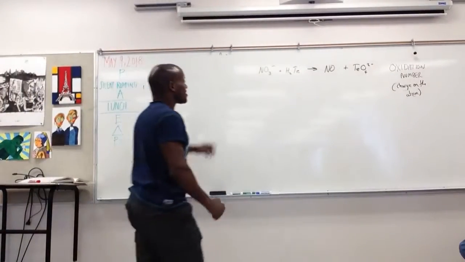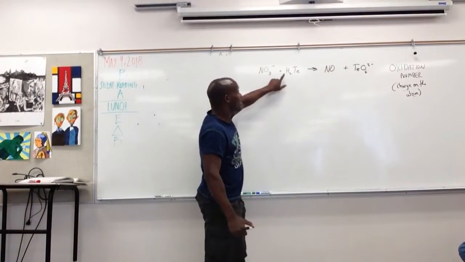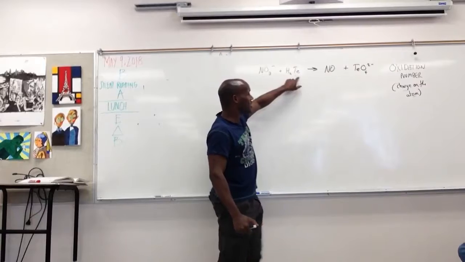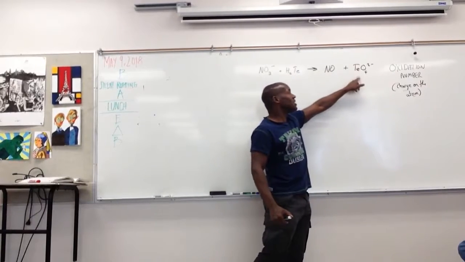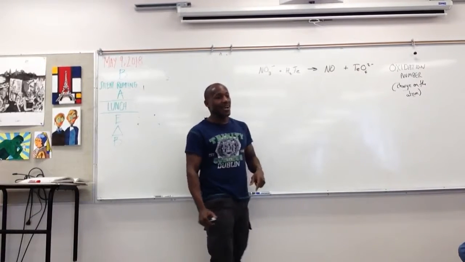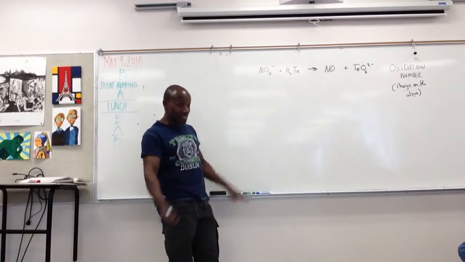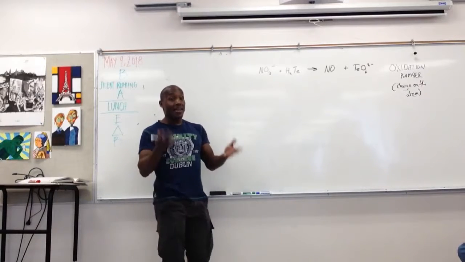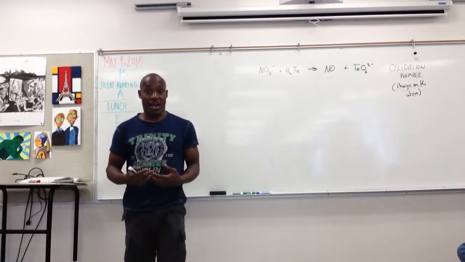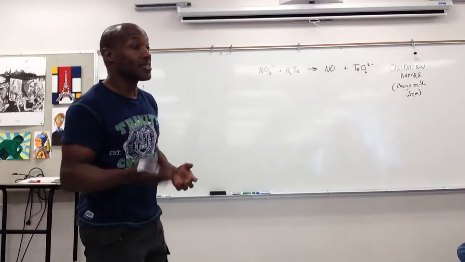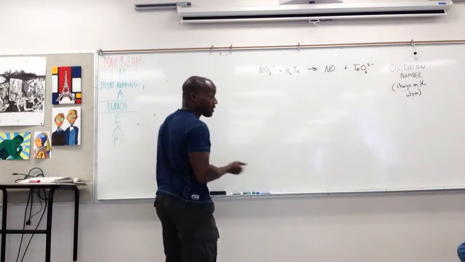Okay, so we're working on this reaction. We have NO3 minus, H2Te, we have NO, and we have TeO4 2 minus. Okay, and we're trying to determine if this is an oxidation and reduction reaction. And if it is an oxidation reduction reaction, what's being oxidized and what's being reduced. All right, Dave, start us off.